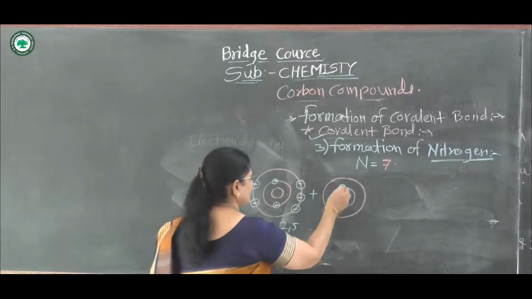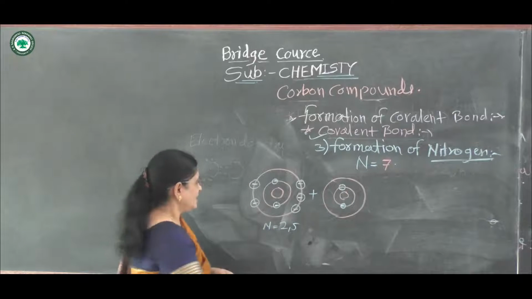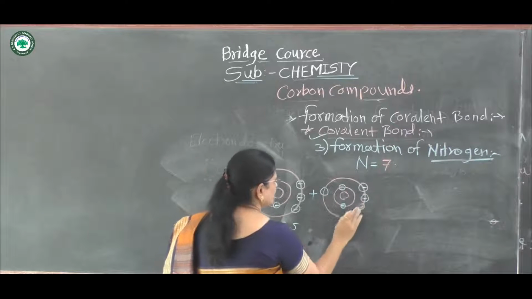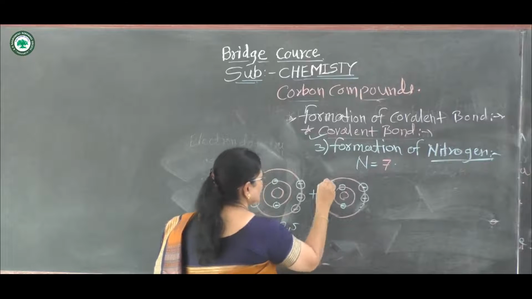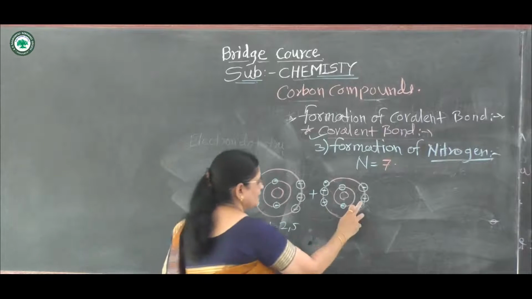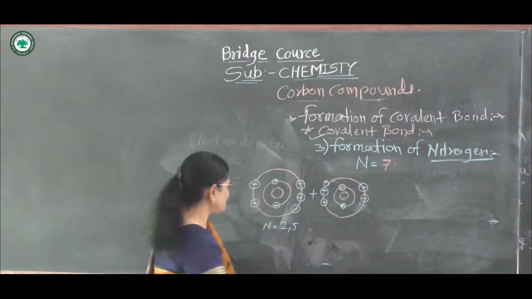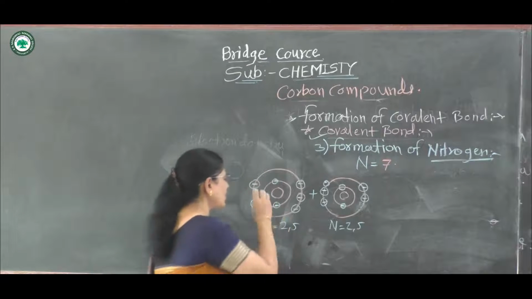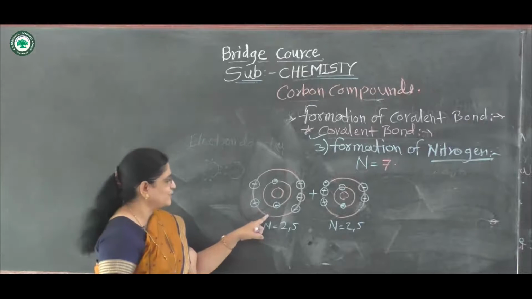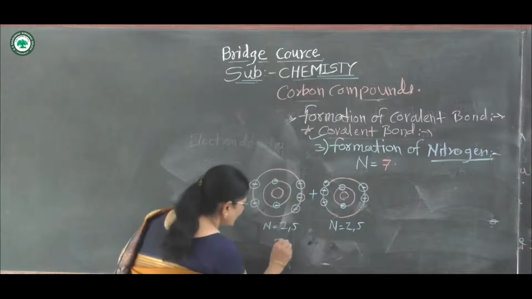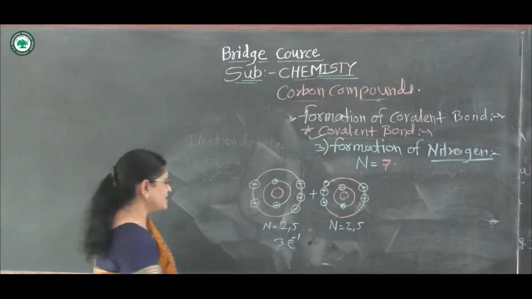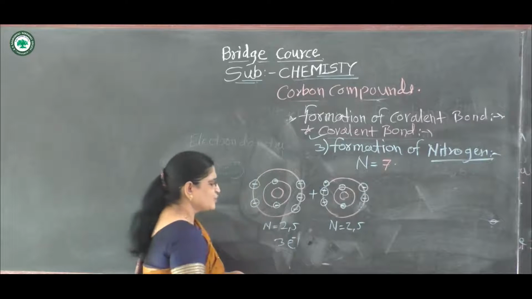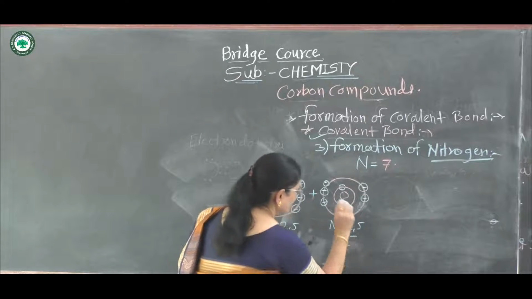Also in this second atom, 2 electrons in the first orbit and again 5 electrons in the second orbit. Then it forms a molecule. How does it form? Nitrogen molecule. Here also the electronic configuration is 2 and 5. To complete the octet, this nitrogen atom requires 3 electrons. Also this nitrogen atom, to complete its outermost orbit, requires 3 electrons.